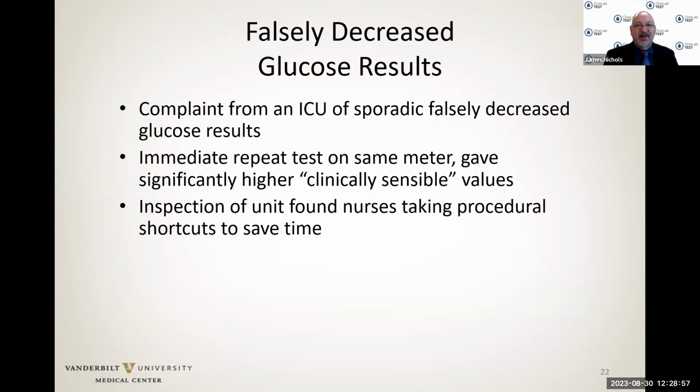So let me give you a case example here. This occurred in an ICU, and we got complaints in the laboratory with our point of care staff. From the ICU, the nursing staff on the unit were seeing sporadically falsely decreased glucose test results. Immediately upon repeating the test on the same meter, it gave significantly what they call clinically sensible values. We sent our point of care staff out to the ICU, and we had them watch how they were using this device. And what they found was that the nursing staff were taking procedural shortcuts.